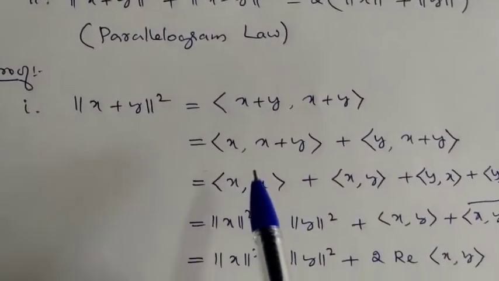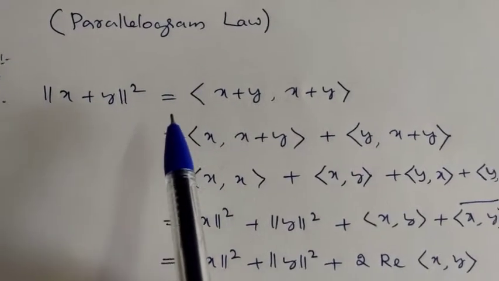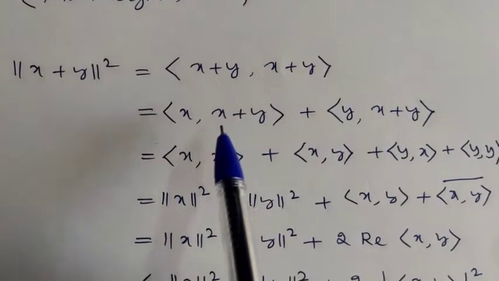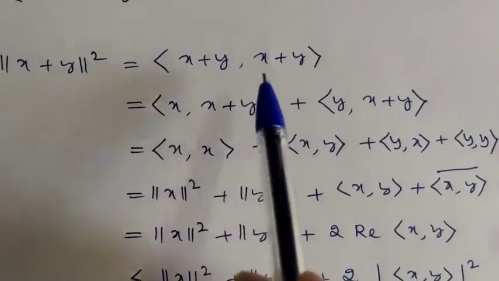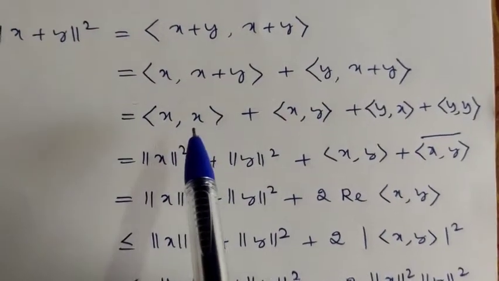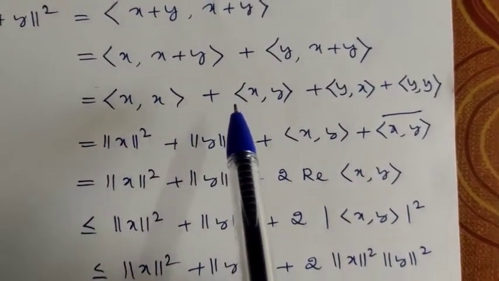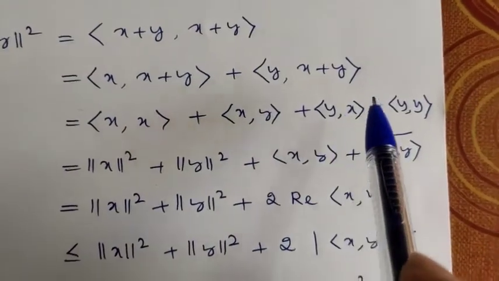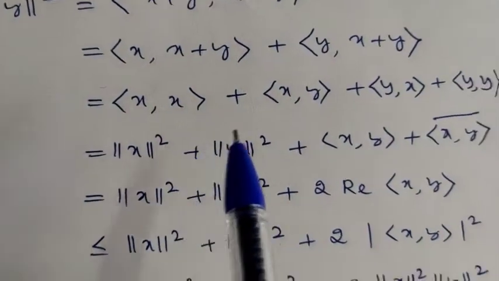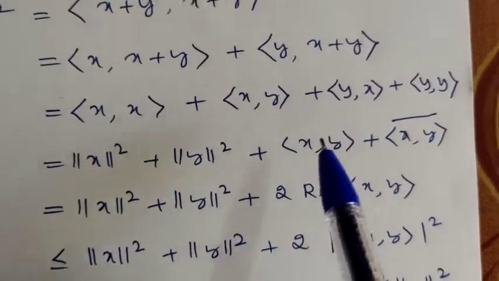So first, norm of x plus y square is what? Inner product of x plus y comma x plus y. So I use x comma x plus y plus y comma x plus y, that's equal to x comma x plus x comma y, next y comma x plus y comma y. So this is equal to norm of x square plus norm of y square plus x comma y plus y comma x.